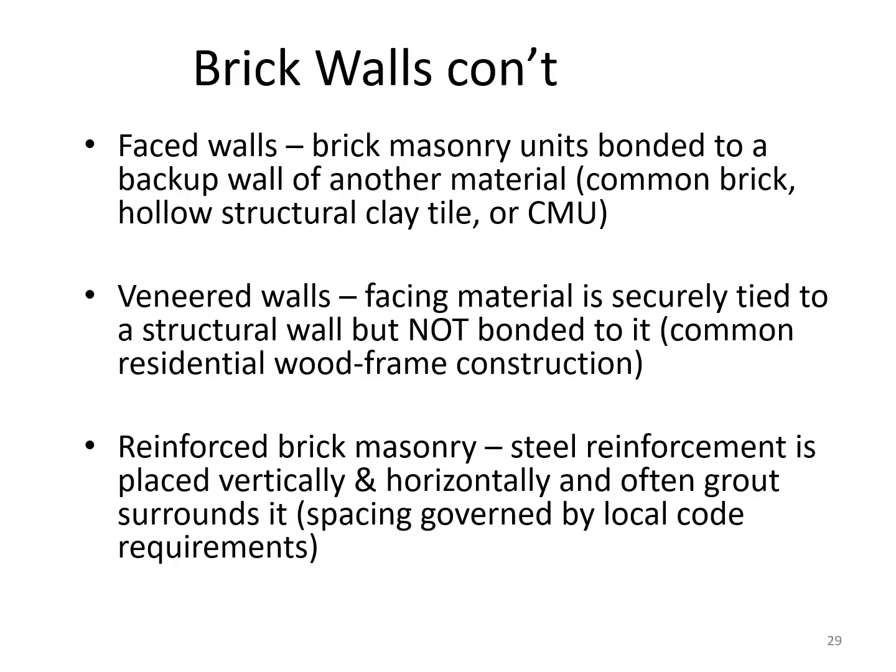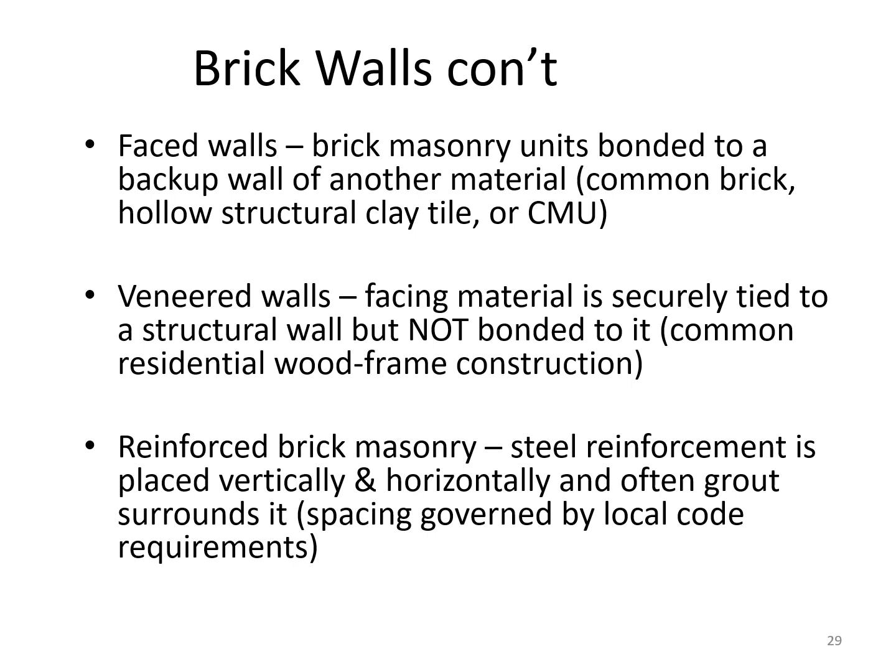The faced walls are brick masonry units bonded to a backup wall of another material, common brick or hollow structural clay tile or CMU. So those are what's called faced walls. Then you have veneered walls, which is facing material that is securely tied to a structural wall but not bonded to it. And that's used in common residential wood frame construction. So that's the difference: if you're building with wood construction on the inside, you can't bond the two. You have to use brick ties.